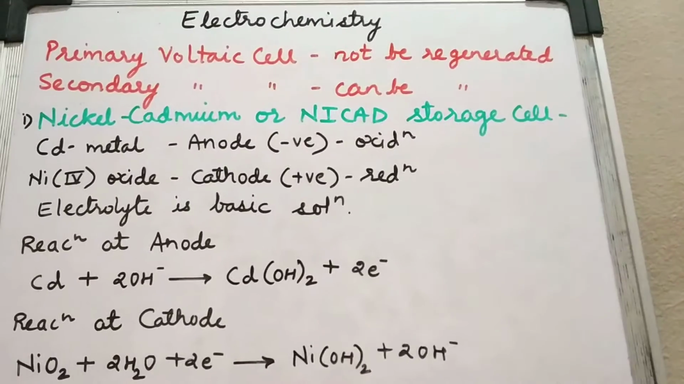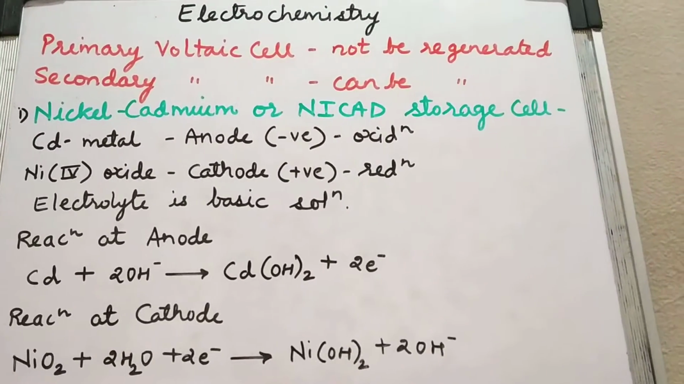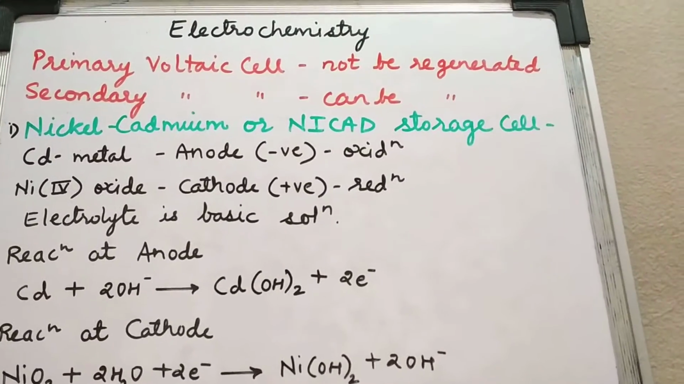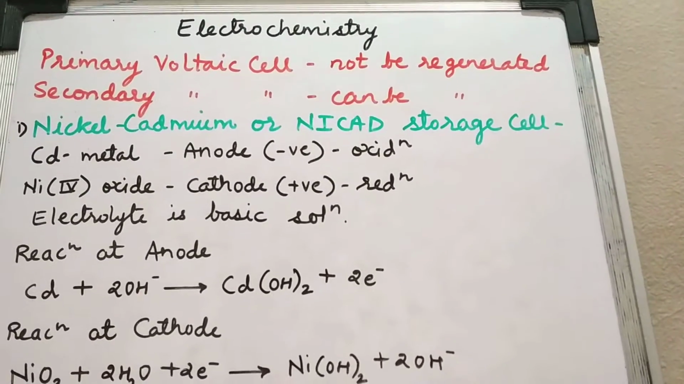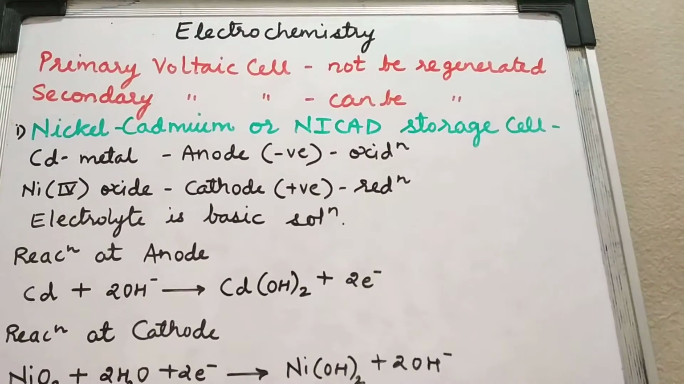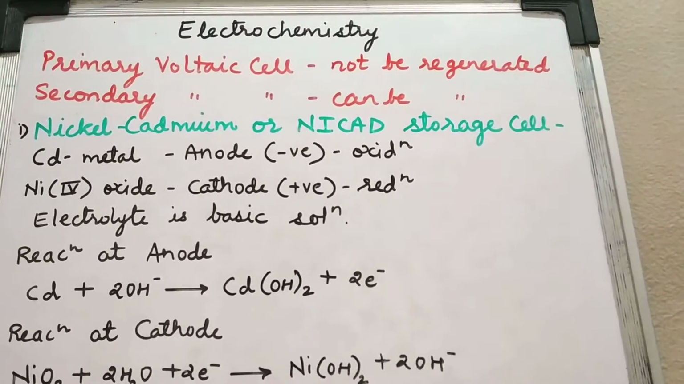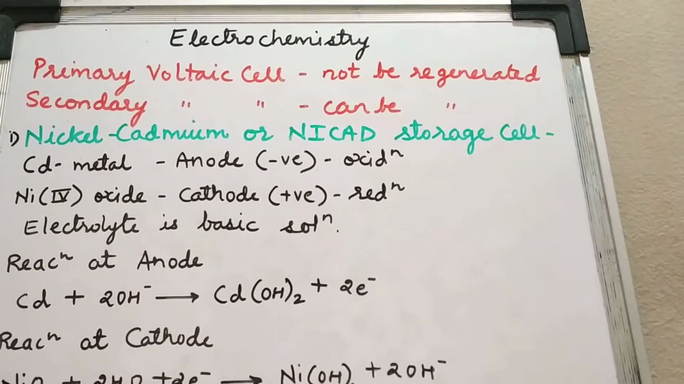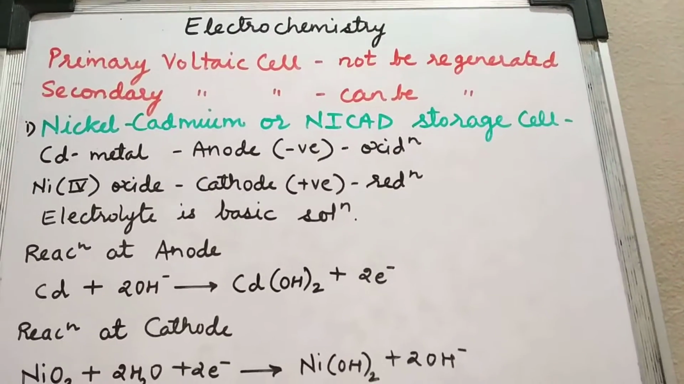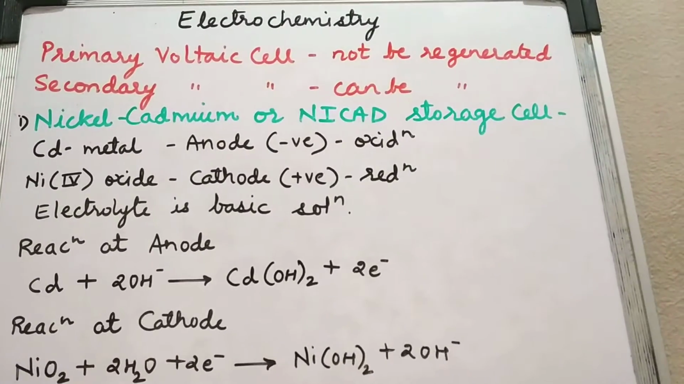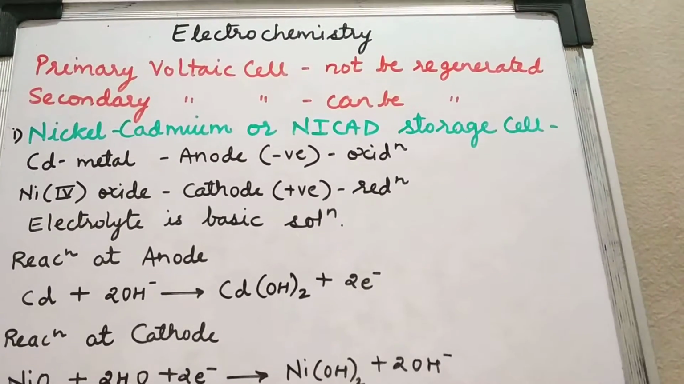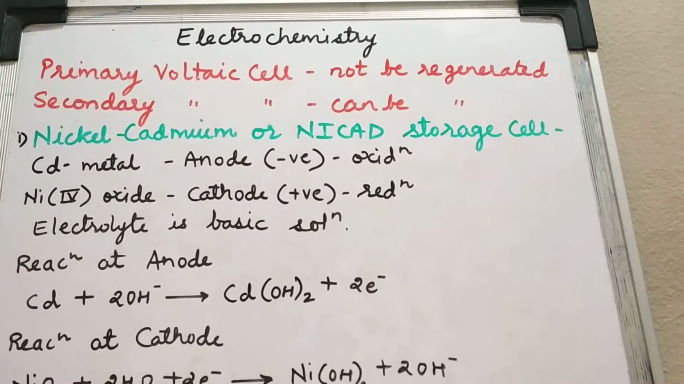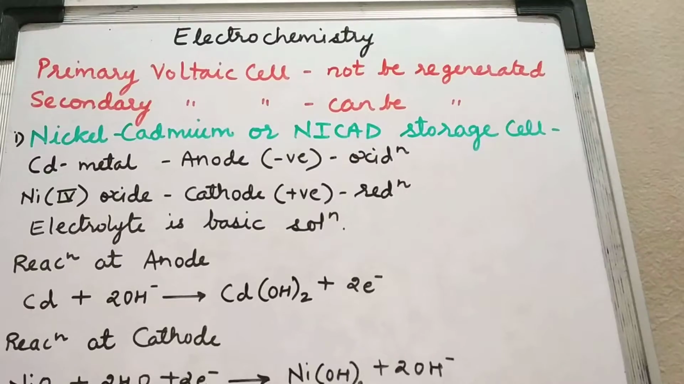Second is the secondary voltaic cell. This type of cell can be regenerated. This type of cell never dies. But what is the meaning? In this type of cell, charging and discharging take place. That is what is happening in our mobile batteries. There is charging and discharging. The generators that are used at home for getting electricity are also secondary voltaic cells.